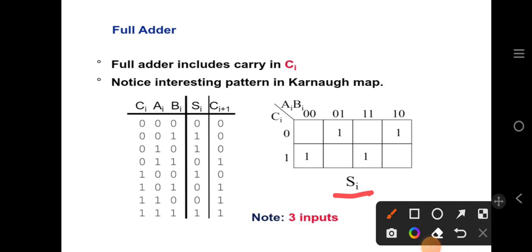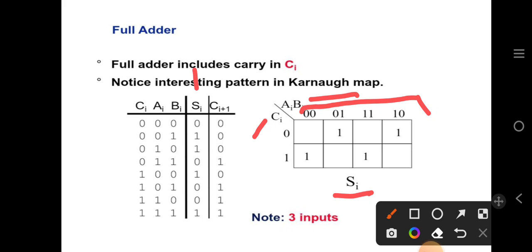So how can we draw it? First, as you know, 3 variables are there, so we will draw the 8-cell K-map. A and B we have plotted on this side, C we have plotted on this side. All the gray codes we have written here: 0, 0, 0, 1, 1, 1 and 1, 0. Now we will put only the values of 1.